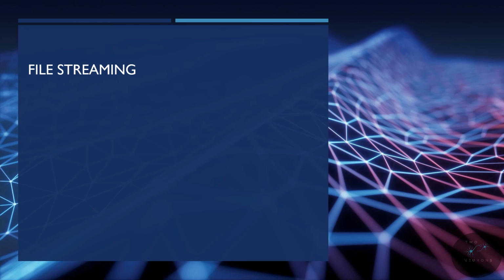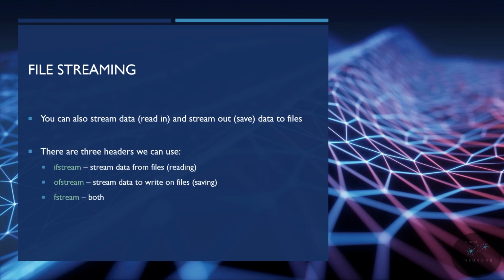In addition to that, we can also stream data in or out from or to data files. And to do so, we need a header. And in theory, keyword, there are three headers we can use. We can use ifstream, which streams data in from files, or ofstream, which streams data out to files. Now in reality, we're going to be using fstream, and fstream contains both. The reason we're using fstream is Visual Studio only uses fstream, and ifstream and ofstream are defined within fstream. In fact, both compilers I use on my personal system don't use ifstream or ofstream separately. They only use fstream.